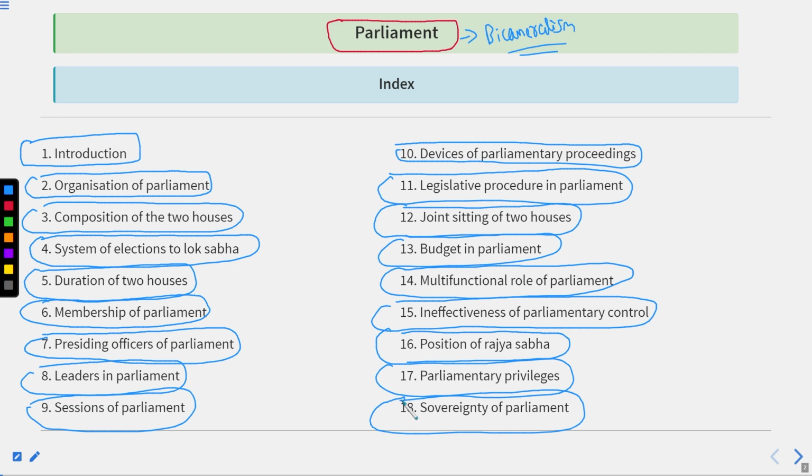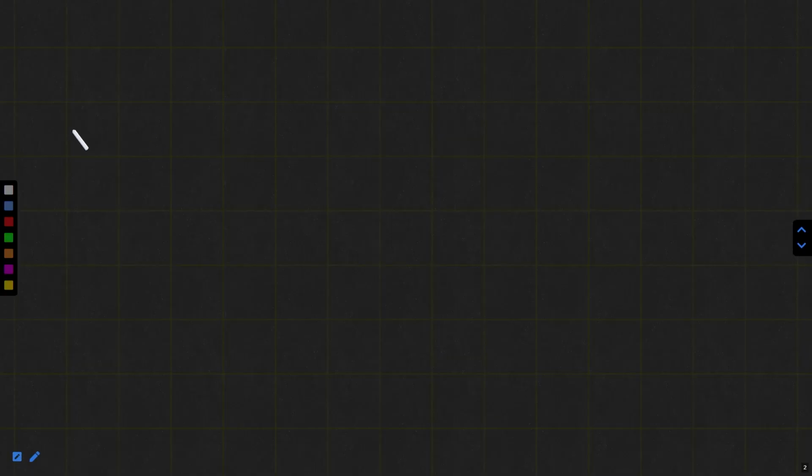So here you can see that there are a total of 18 topics in this series that we are going to start, and we will see these 18 topics one by one. This is going to be a very important session from the examination point of view. If we talk about the value of this topic in the exams, we know here we are talking about India, and India is the world's largest democracy, right?